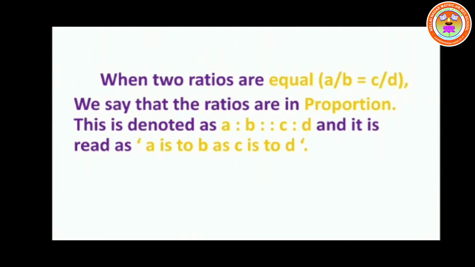Okay children, when two ratios are equal, listen to it, observe this clearly. As I told you already, you just listen to the class. I will send all the notes to you as a PDF to copy down. When two ratios are equal, that is A by B equal to C by D, we say that the ratios are in proportion. This is denoted as A : B :: C : D, and it is read as A is to B as C is to D.